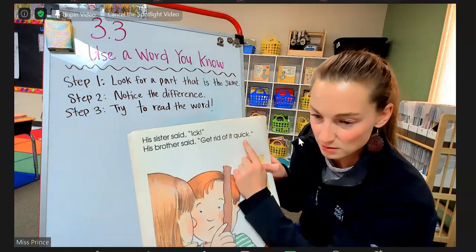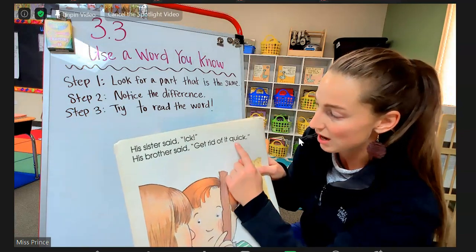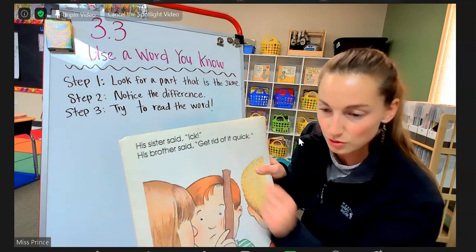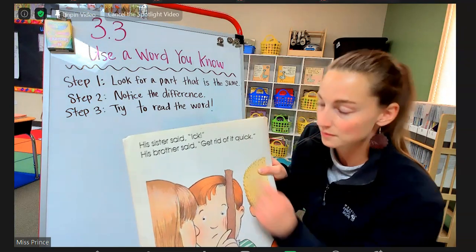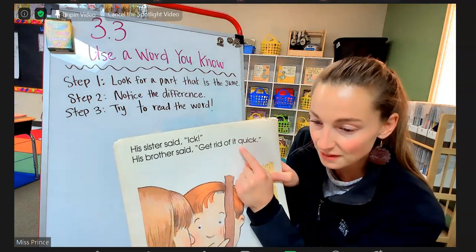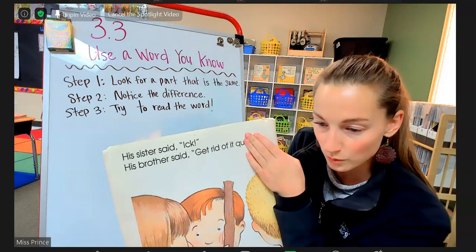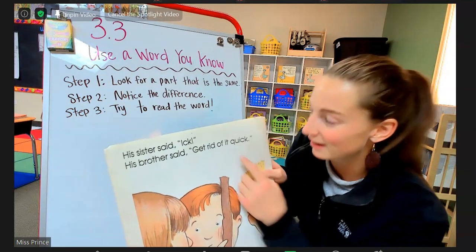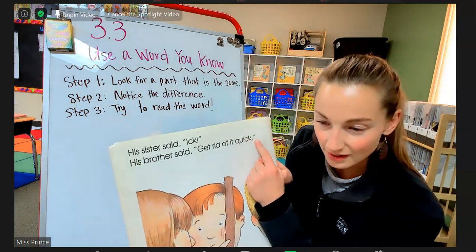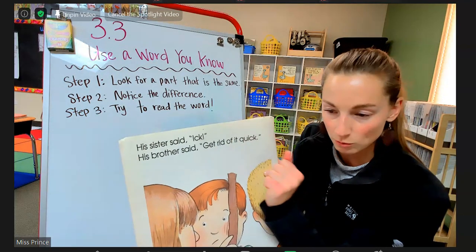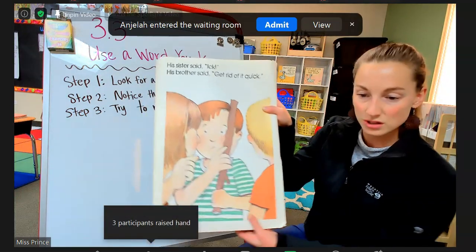Uh-oh, I need help with this word. I notice right here that it says ick, just like right here. So I need to figure out what the beginning sound is. Who can tell me the beginning sound? Aaron, can you help me out? I need to figure out what this part says. Good job, Aaron. Quick. Good job. Do you see how we can chunk apart the word and read the part we do know, and then we just add on the new part? We can also use our pictures to help us.